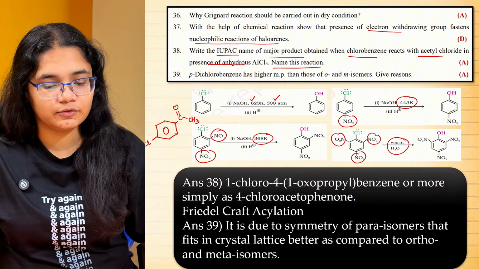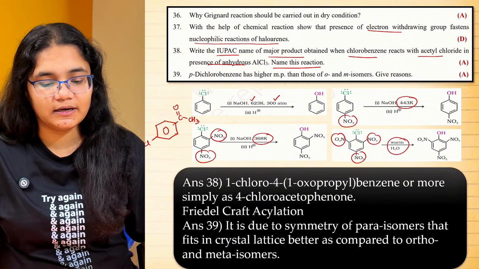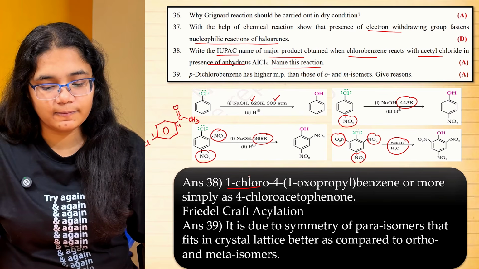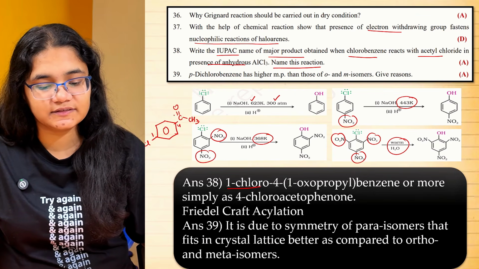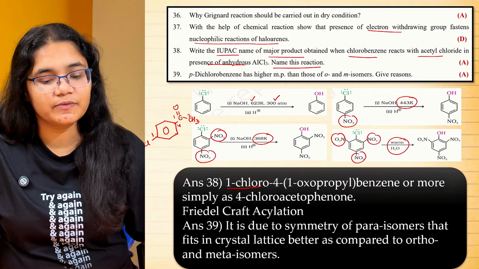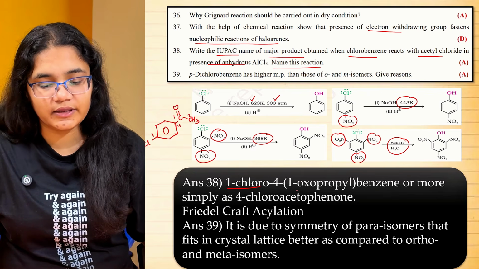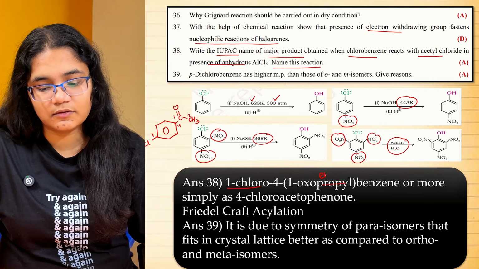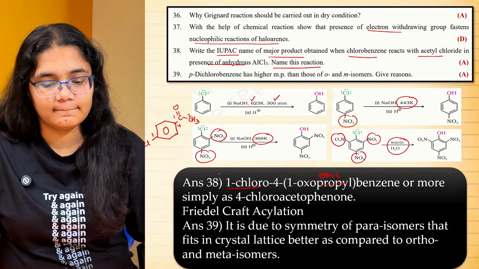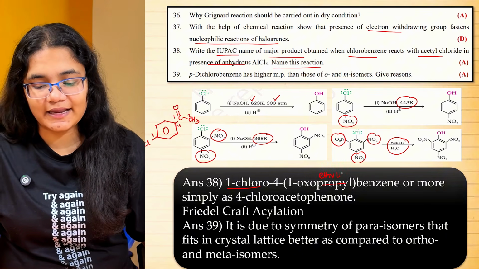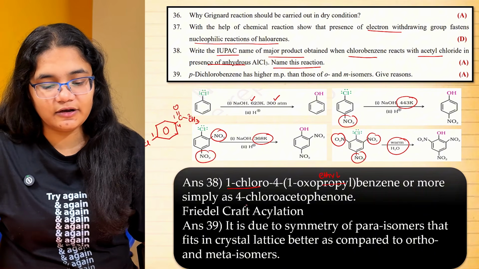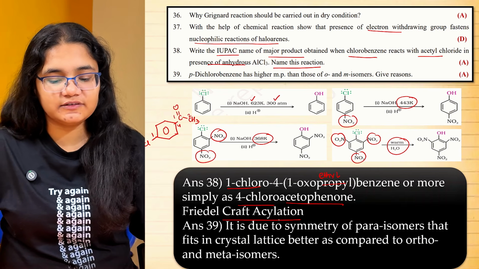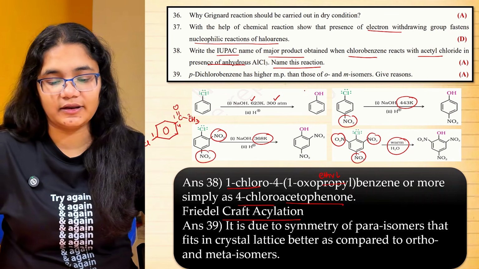We have chlorobenzene. So here you have to name it like this: this is 1, 2, 3, 4. So 1 chloro, and this is carbon number 1, this is carbon number 2. So 1 oxoethyl benzene, or you can simply write 4 chloroacetophenone. Next, what is the name of this reaction? Friedel-Crafts acylation reaction.